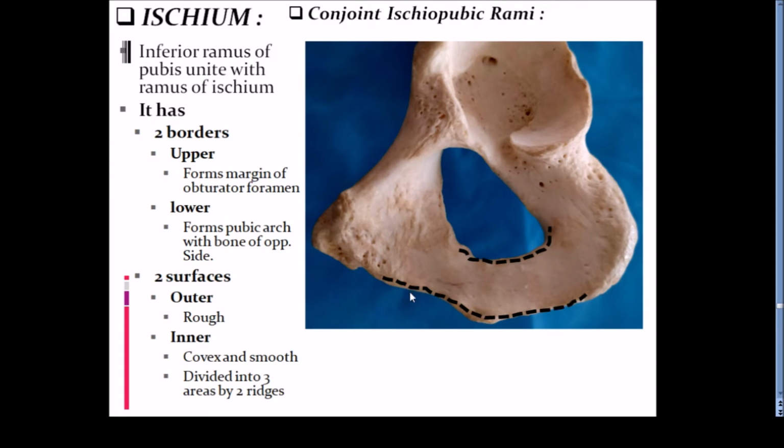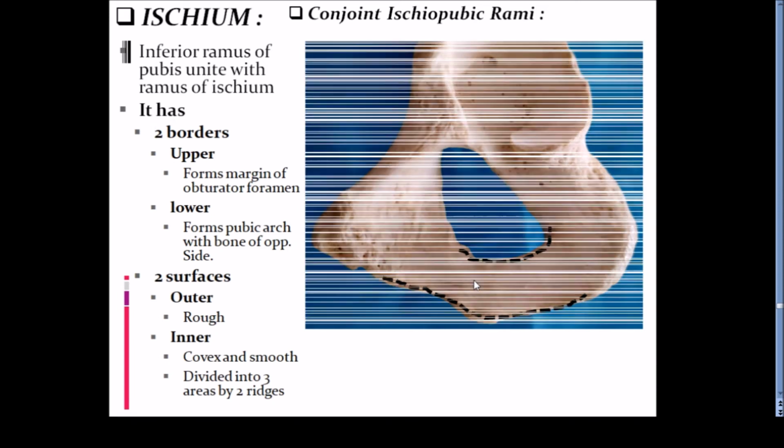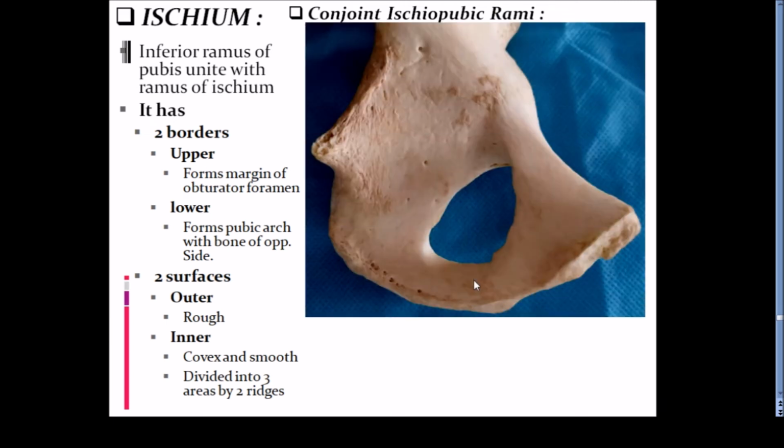It has two surfaces, inner surface and outer surface. So this is the outer rough surface, while the inner surface is convex and smooth, and this inner surface is divided into three areas by two ridges. So this is the upper ridge and this is the lower ridge. These two ridges divide the inner surface into three areas: the upper area, the intermediate area, and this is the lower area.